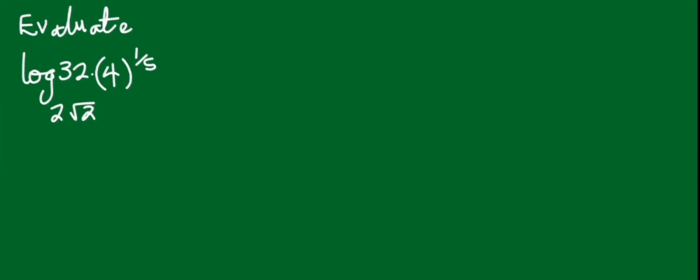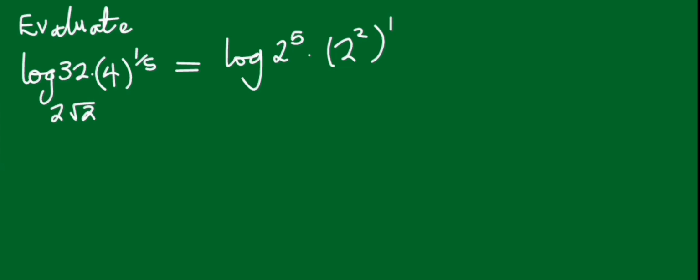Today's math tutorial is the evaluation of the log of 32 times 4 to the power of 1/5, and the base is 2 root 2. The very first step we're going to take is to express 32 and 4 as powers of 2, and that is log 2 to the power of 5 for 32 times 4, which is 2 to the power of 2, and that's to the power of 1/5, and the base is 2 root 2.